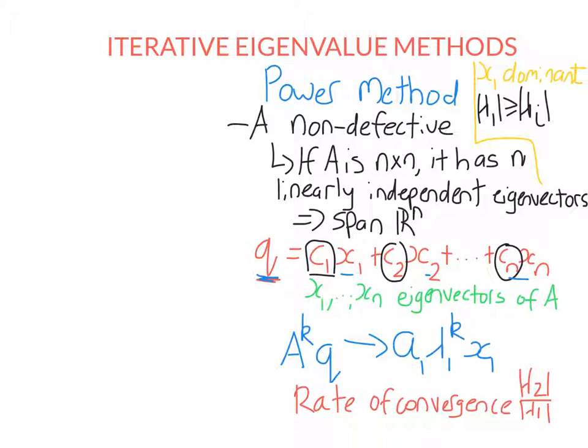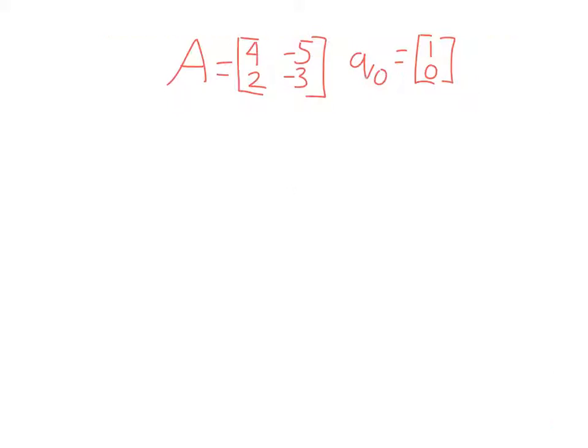So let's look at an example. Let's look at the power method in action with our matrix A and our original guess for an eigenvector Q0. Remember, your original guess can never be the zero vector. So for my first iterative guess, I'm just going to multiply A by the original vector, and if I do that, I get the vector (4, 2).